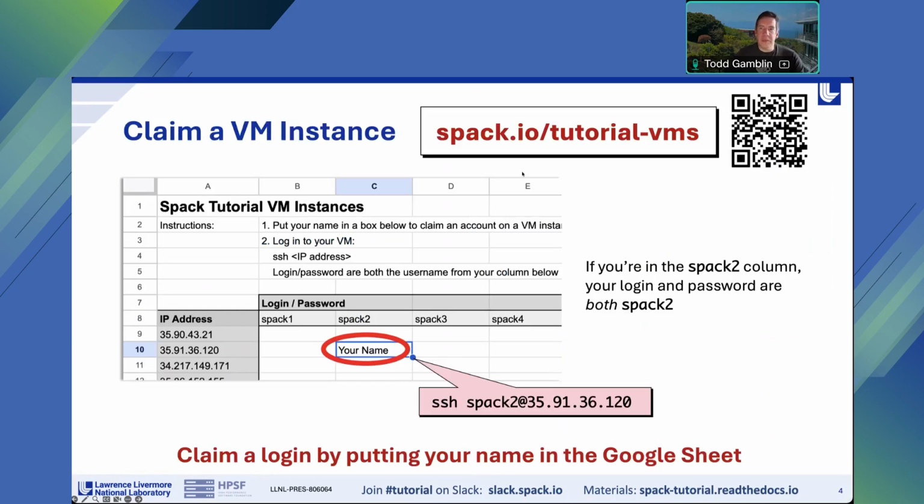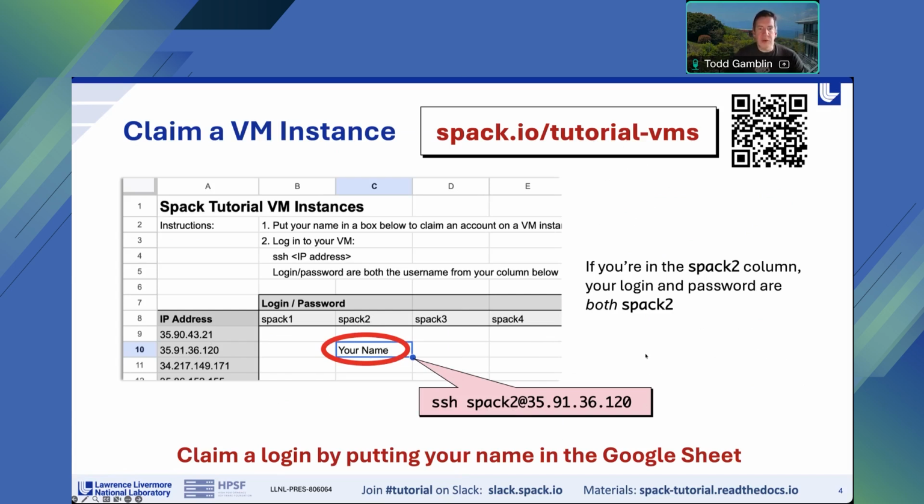You should claim a VM instance here. So you can go to spack.io/tutorial VMs. You can either do this now or you can wait until right before the basic section. But if you want to get a head start, go to this URL, and you basically just put your name in a cell within this table, and the IP you're going to SSH to is this one right here, 35.91.36.120 or whatever's in that IP address column for the cell that you pick, and then your login is whatever the column header is. So for here, you would SSH to Spack2 at that IP address.